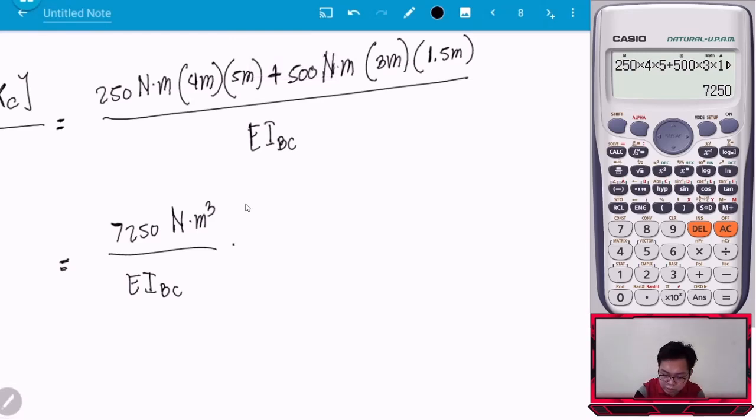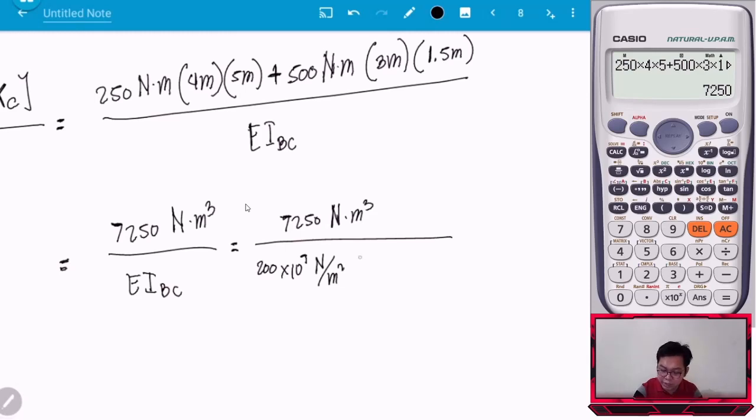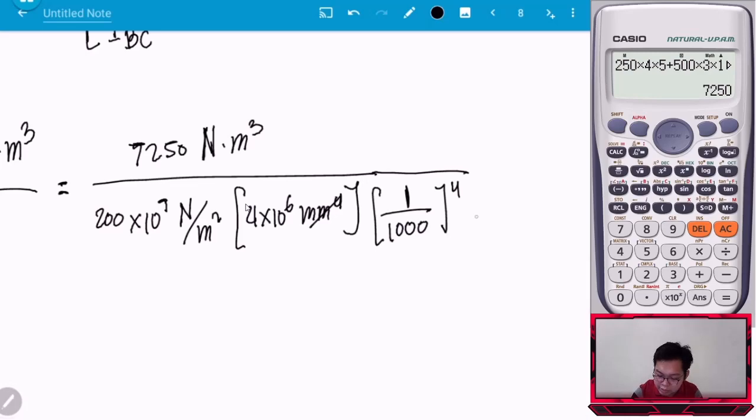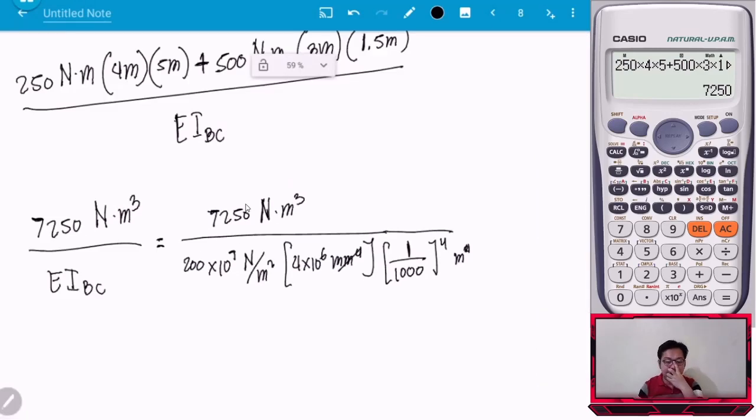So, anyway, I'll try to simplify this. So, 7,250 Newton m cube divide by E, which is 200 GPa. 200 times 10 to the 9 Newton per m squared. And then multiplied by IBC. Ano yung IBC natin? 4 times 10 to the 6, 10 to the 6 mm to the power 4. But, gaya nga na pinakita ko sa inyo kanina, we need to multiply this by 1 over 1,000 para makancel out yung mm to the power 4 at ang matitira is m to the power 4 na lang. Okay? And then, yun nga, makukuha natin yung sagot is in meters.